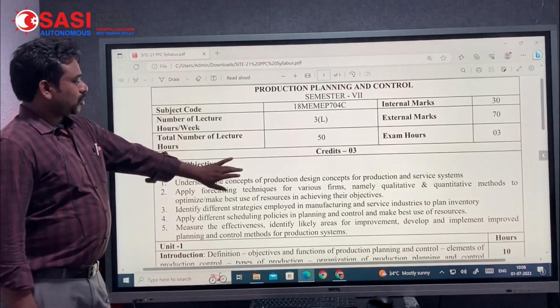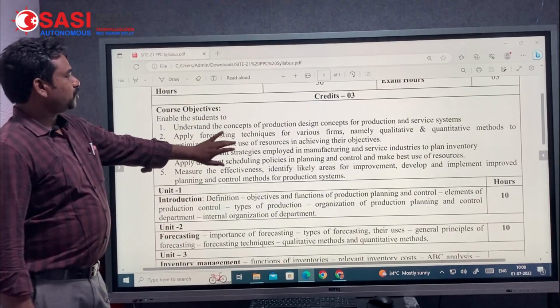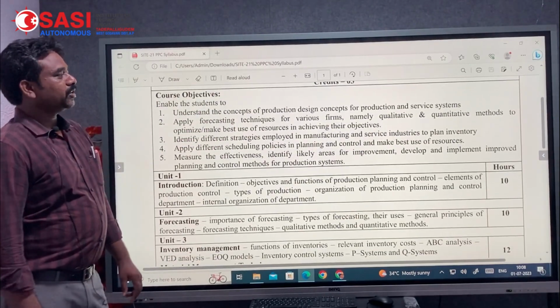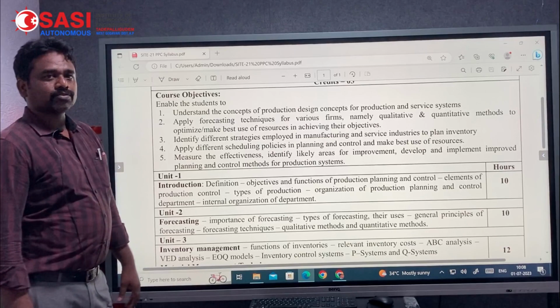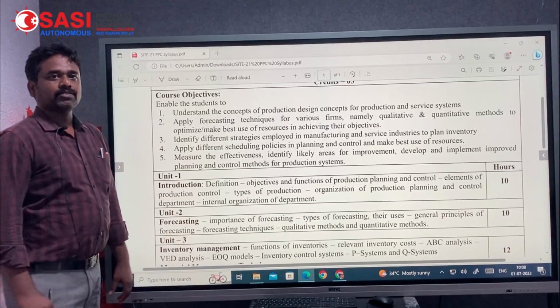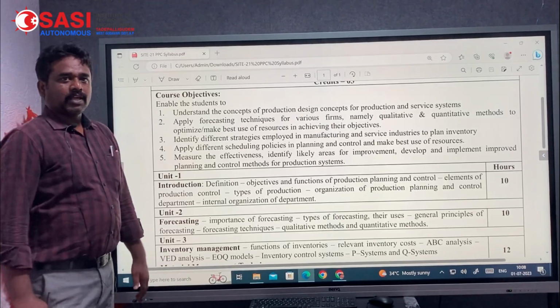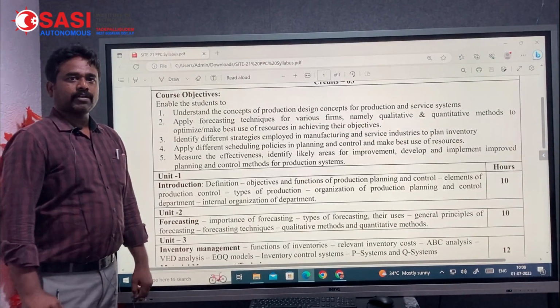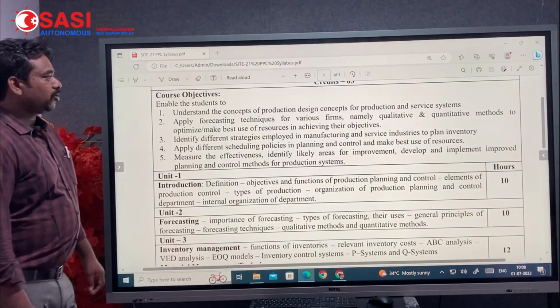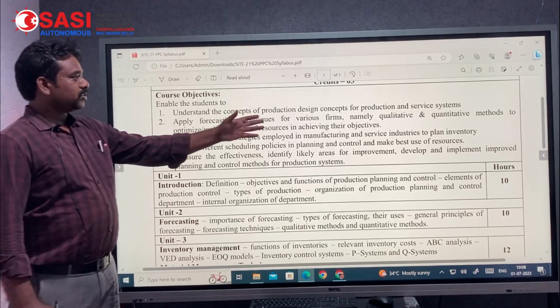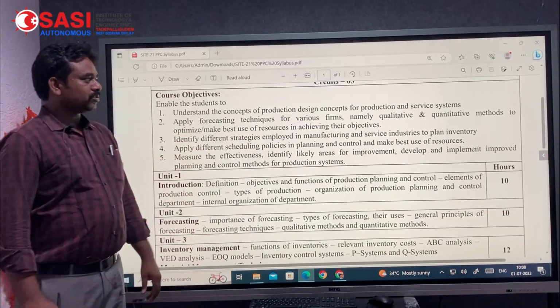Coming to the course objectives, the main objective of learning this course is to understand the various concepts of a design system or a production system. What the various functions are, and how the various divisions of work are categorized according to priorities and everything in a design system, a production system or a service system.